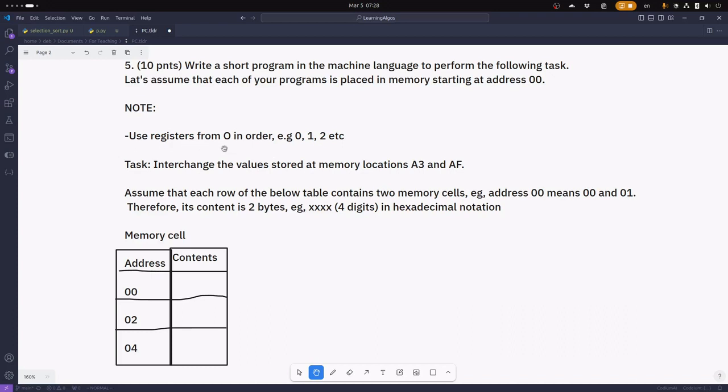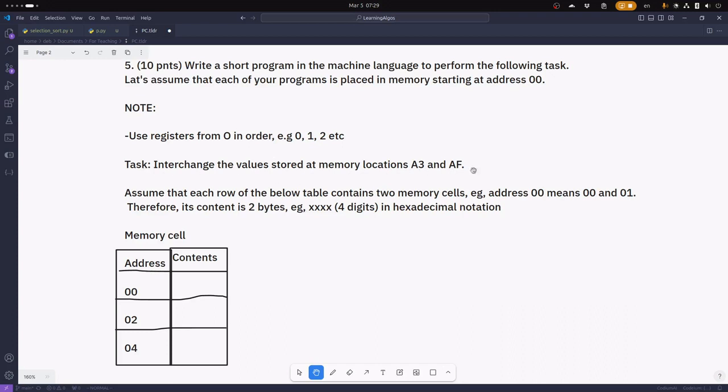It says to use registers from 0 in order, then 0, 1, 2, like this. This is said because there are many registers in the CPU, and we can arbitrarily use any of them. But to make things clear and concise, we are told to use the registers sequentially. So if we need a register, we will first use register 0, and if we need another register, then we will use register 1, and so on.